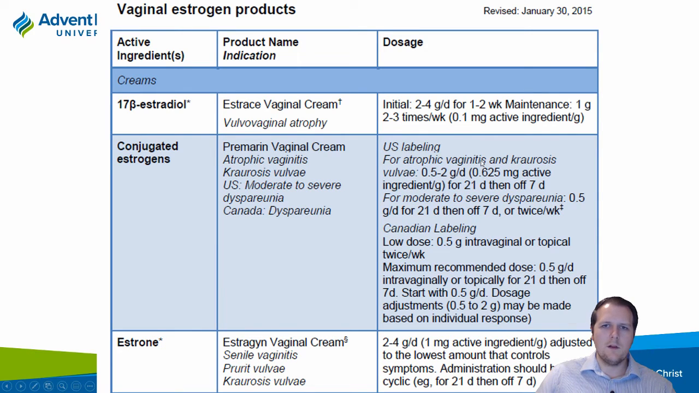Again, here's an example of what it looks like for cyclic dosing. So for instance here, for atrophic vaginitis, you can use it for 21 days and then you're off for 7, right? So it just depends on the product and what's going to help to manage their particular symptoms.